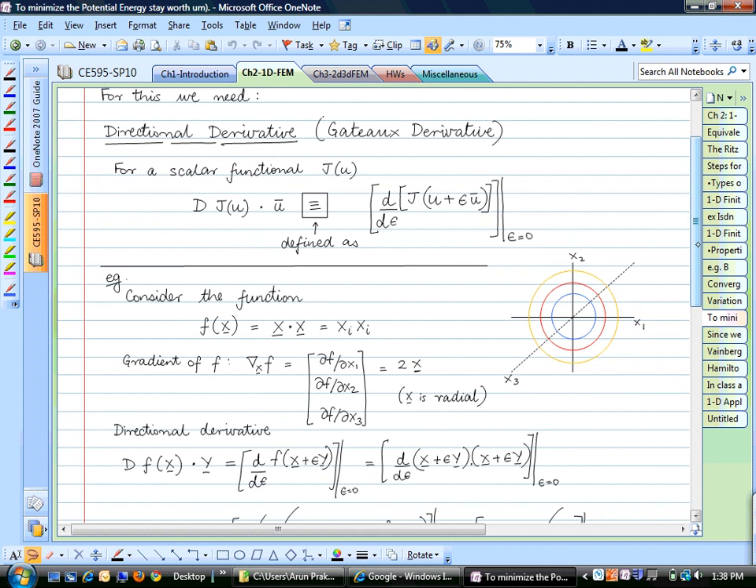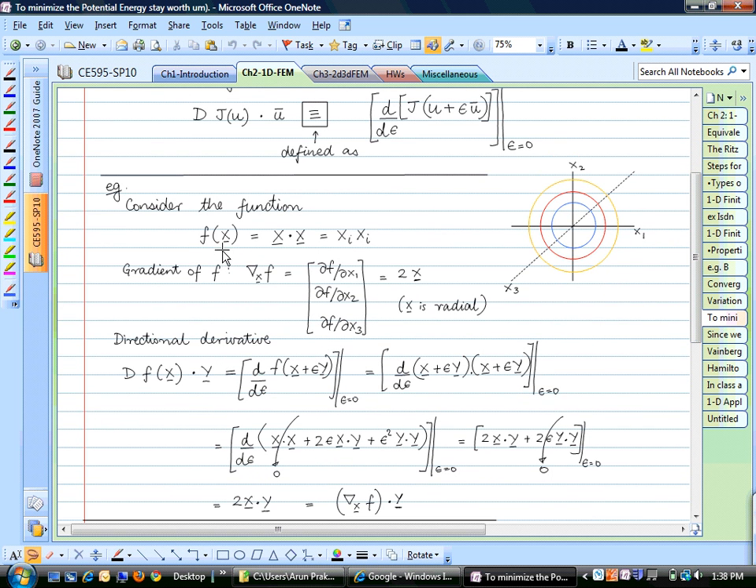Just to give you some sort of a physical understanding of this, you consider this function f, which is a function of the position x. I'm defining this function to be x dotted with itself. So this is a function that represents concentric spheres in 3 dimensions, or you can just imagine that these are concentric circles in 2 dimensions. As you go out into the radius, the value of the function increases, and the value of the function is constant along these circles.